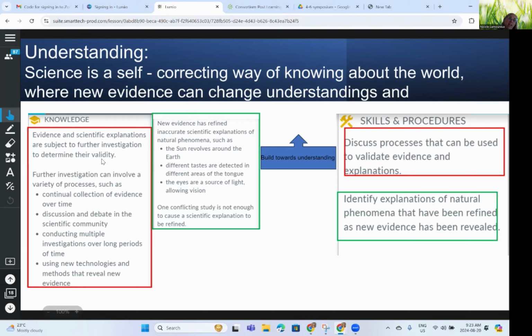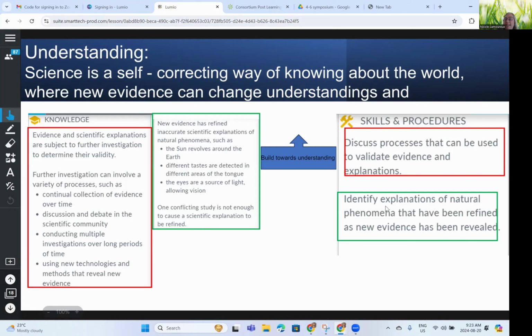So in grade 4 and 5, they've been learning about validity, and you can see that's continuing through. Further investigation involves a variety of processes, again, such as means of sampling. So maybe continual collection of different evidence over time from different investigations, reading about discussions and debates in the scientific community, using new technology or methods.